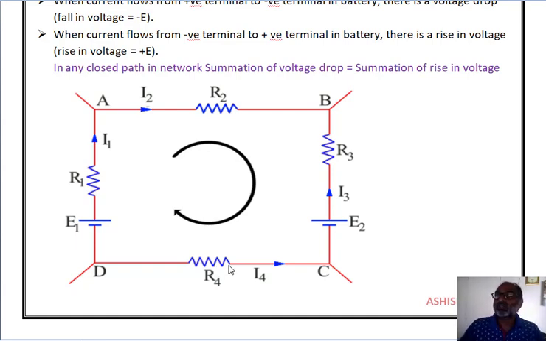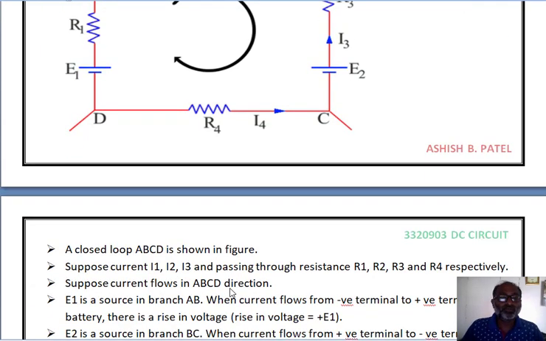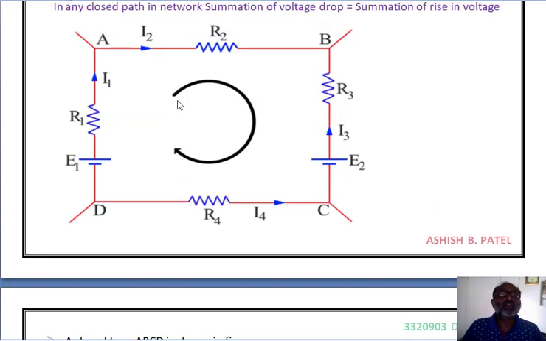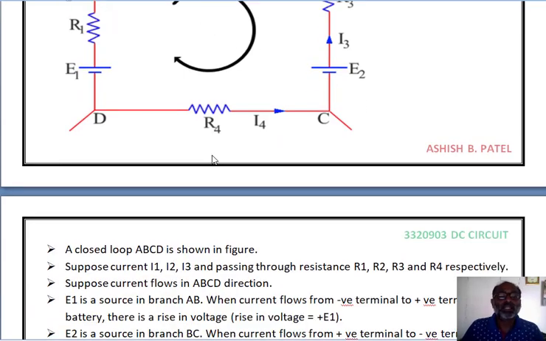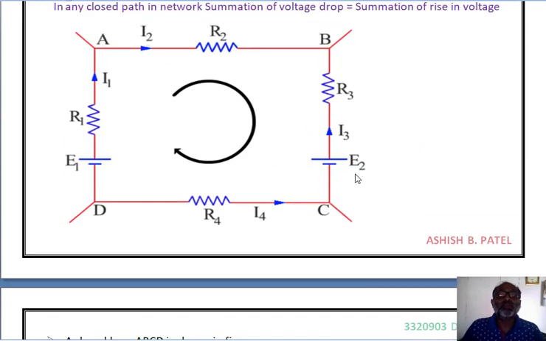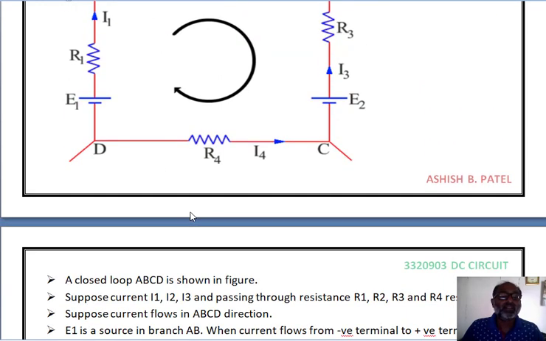So the most important thing is we are taking the currents. Suppose we are taking the direction, we can take any direction. Here we are taking currents flowing in clockwise direction. You can also take the reverse direction, but here we are considering currents flow in the network in clockwise direction. So here the currents flow in the direction A, B, C, D.